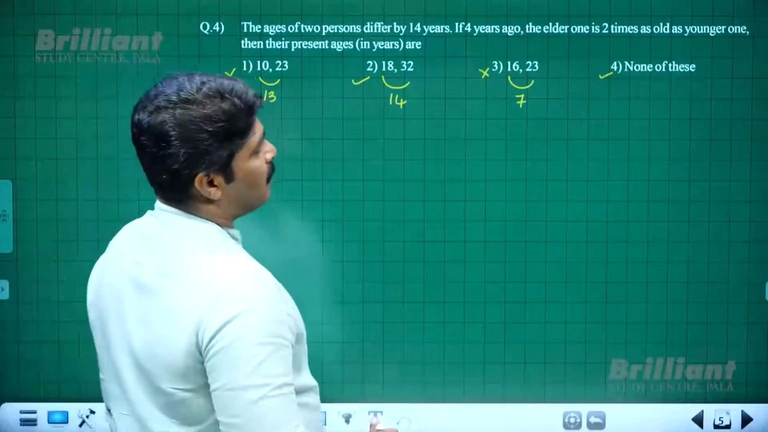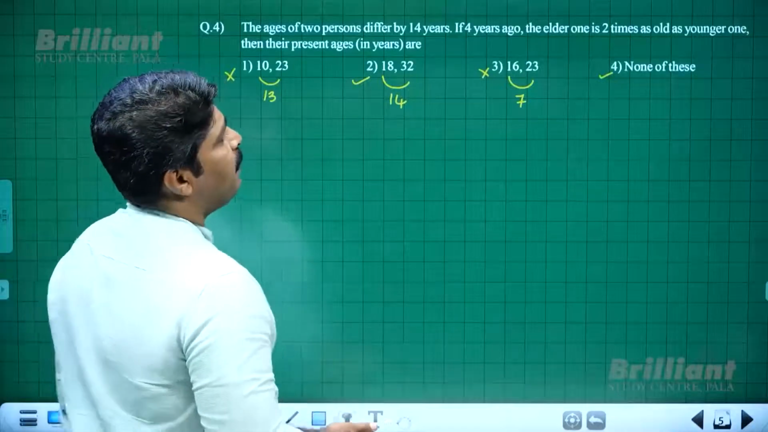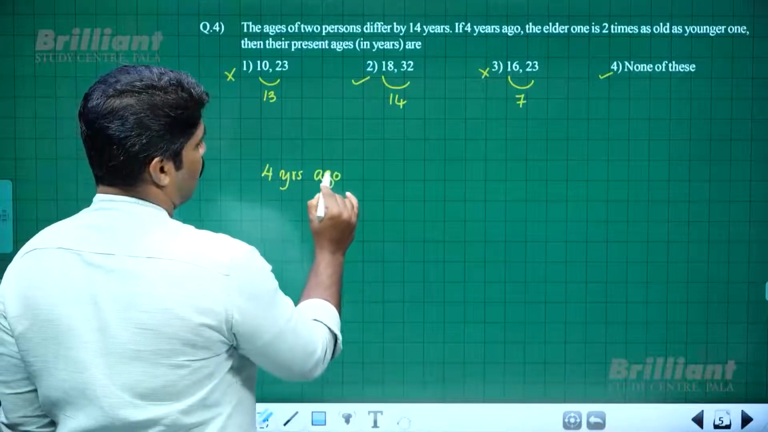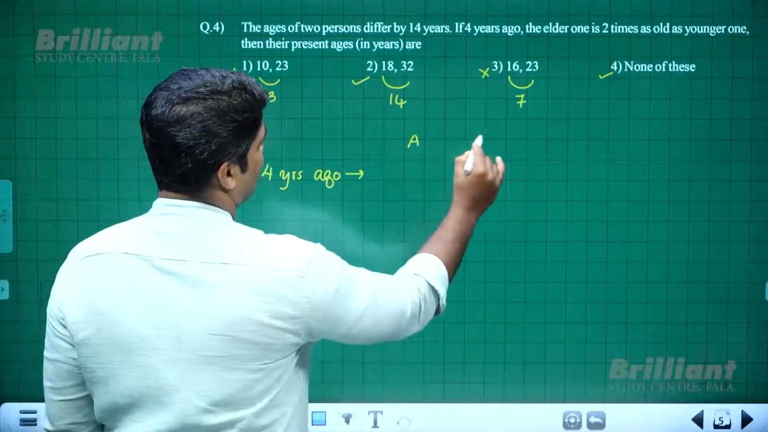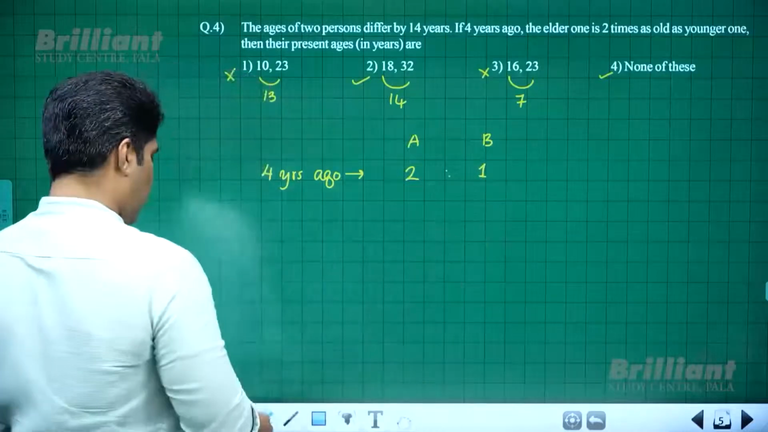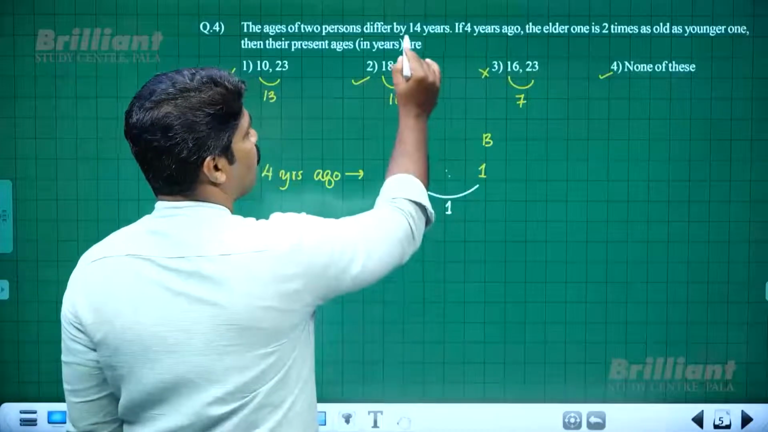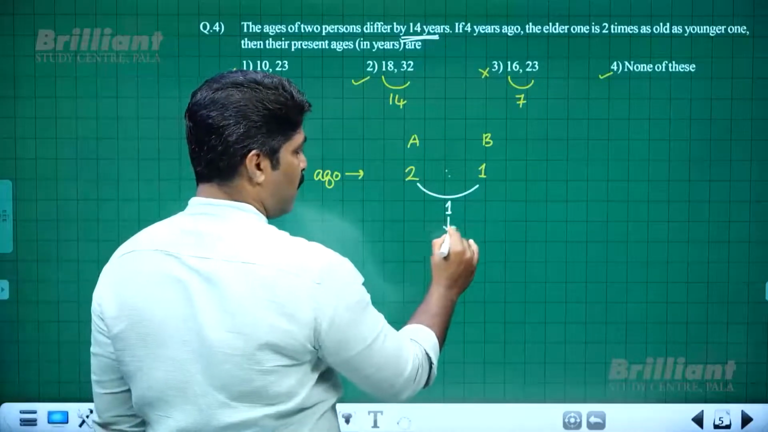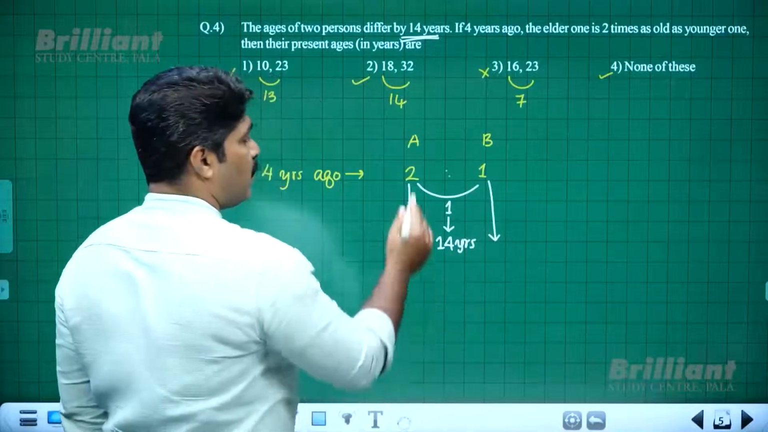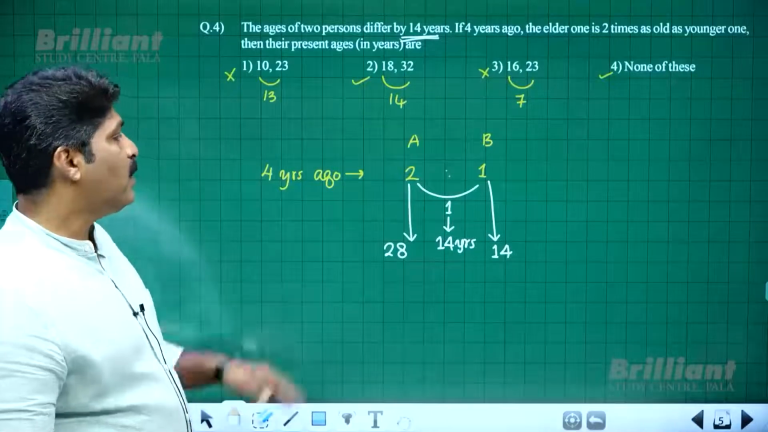Then how can we do it? 4 years ago, the elder one was 2 times as old as the younger one. If you consider the ages of these two persons 4 years ago, I am naming them A and B. The elder one is 2 times as old as the younger one. What's the difference between these two persons? The difference is 1, and this 1 represents 14 years. So this 2 represents 28 years and this 1 represents 14 years. These are the ages of these two persons 4 years ago.